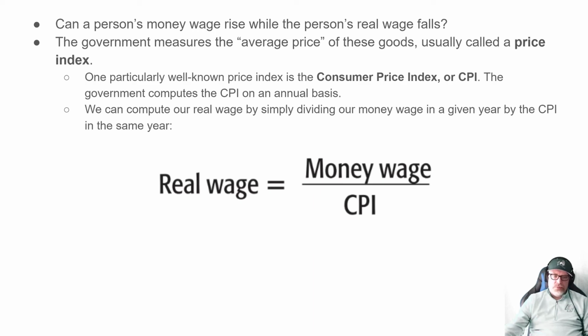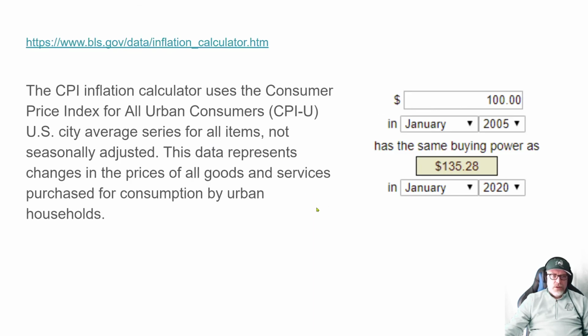Okay, and how do you compute that? Real wage is computed by taking the money wage and dividing it by the CPI, which is going to be a relatively small number. The CPI inflation calculator uses the Consumer Price Index for all urban consumers, or the CPI-U. That's the U.S. city average series for all items, not seasonally adjusted, meaning there's no change if it's January or December. This data represents changes in the prices of all goods and services purchased by or for consumption by urban households. So it doesn't include people in rural areas.